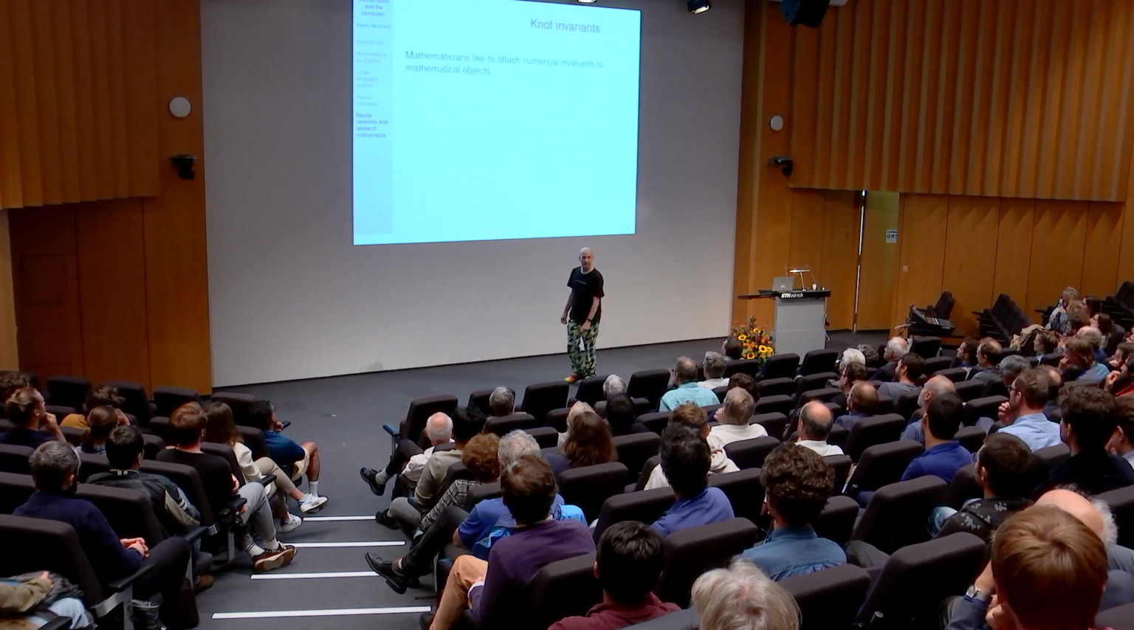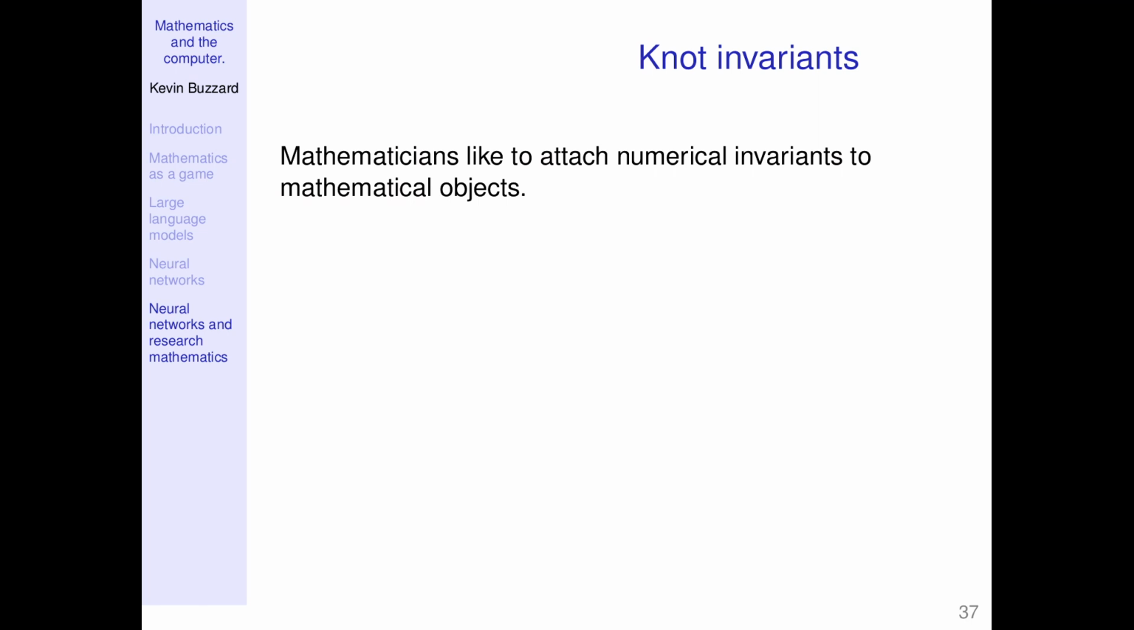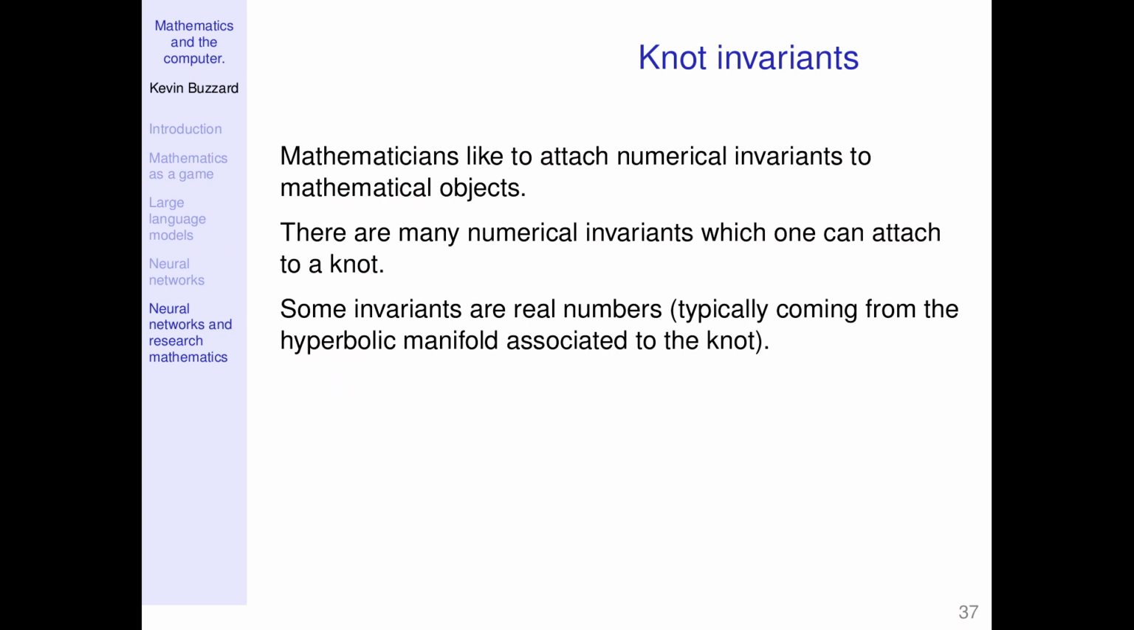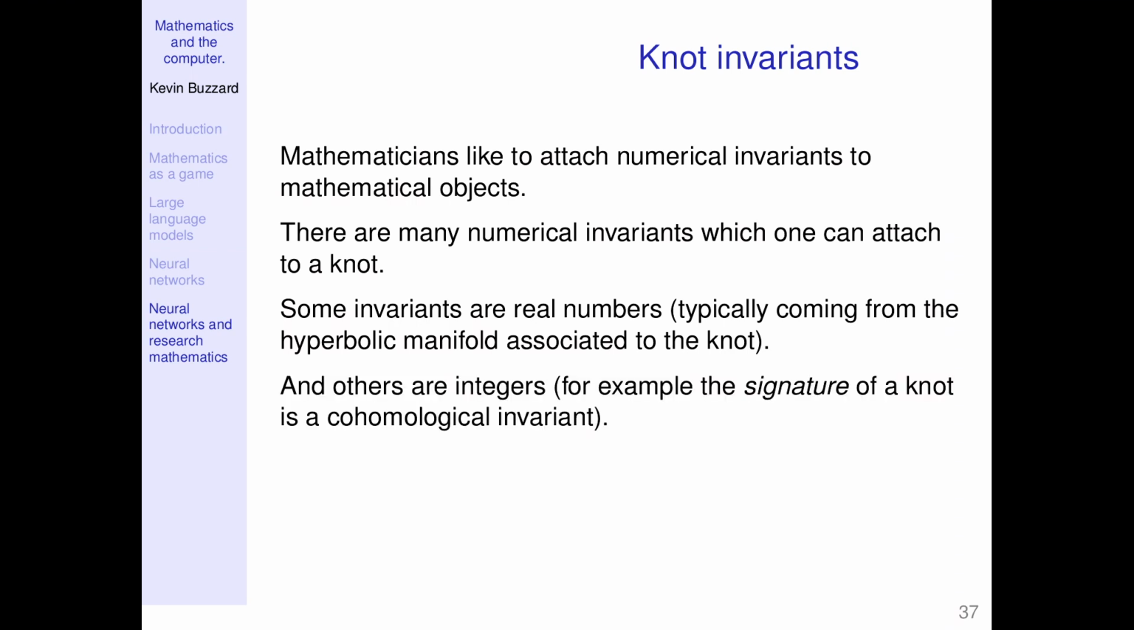And mathematicians, as I've mentioned several times, like to attach numerical invariants to mathematical objects. It turns out there are many numerical invariants that you can attach to a knot. Some of those invariants are real, continuous invariants. The knot complement is typically a hyperbolic 3-manifold, and it has some kind of volume. That would be an example of a real invariant of this knot. But other invariants are integers. For example, the knot would bound a Seifert surface, and you could look at the first cohomology of that Seifert surface, and it has some pairing on it, and you can look at the signature of that pairing. So that's an integer invariant associated to that knot, using cohomology theory.